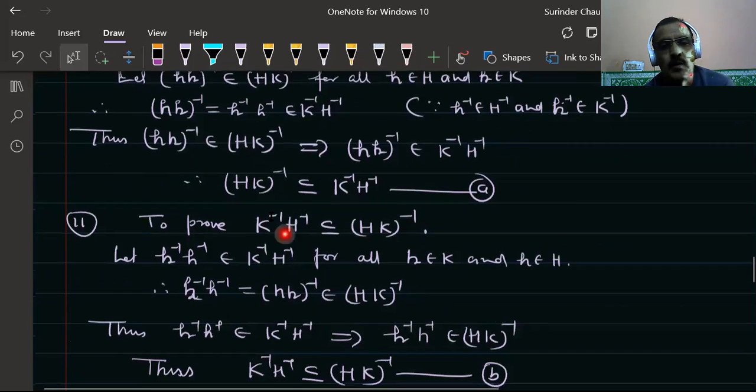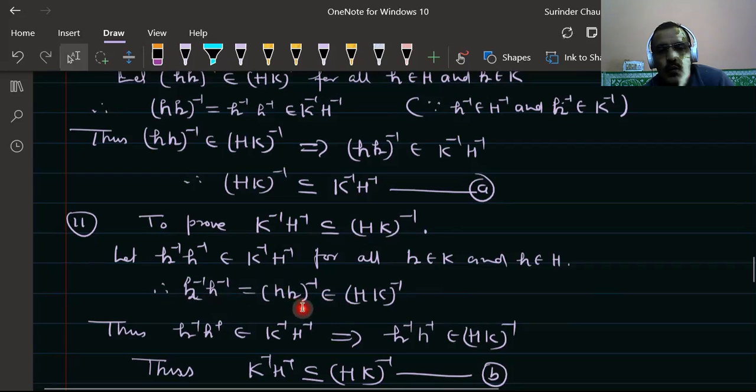So let's take an element from the left side, K⁻¹H⁻¹, which belongs by definition. Because of this definition, k⁻¹ belongs to K⁻¹ and h⁻¹ belongs to H⁻¹, therefore k⁻¹h⁻¹ belongs to K⁻¹H⁻¹ for all h, k. Now k⁻¹h⁻¹ in reversal order is equal to (hk)⁻¹, which is the reversal order for the inverse.